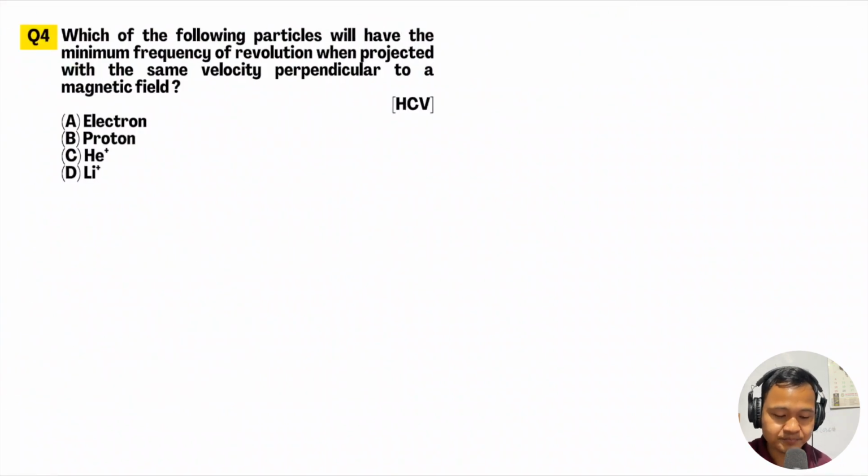Okay, one more. Which of the following will have the minimum frequency of revolution when projected with the same velocity in the magnetic field?